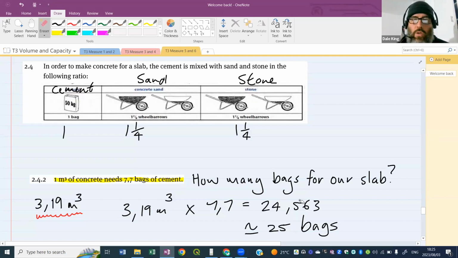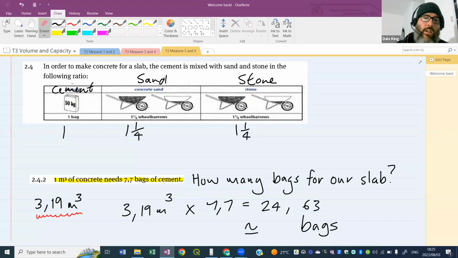My question to you is, what if the answer was 24.163? How many bags do we need? What if the answer was 24.163? How many bags do we need?